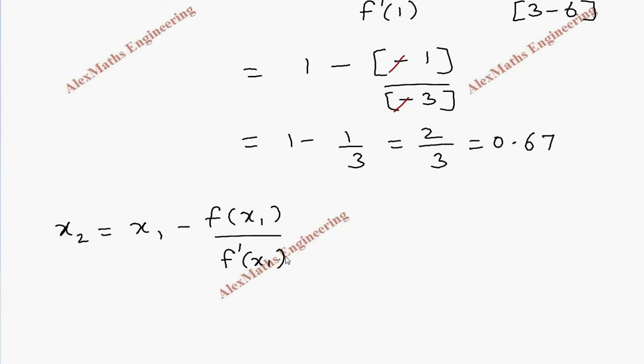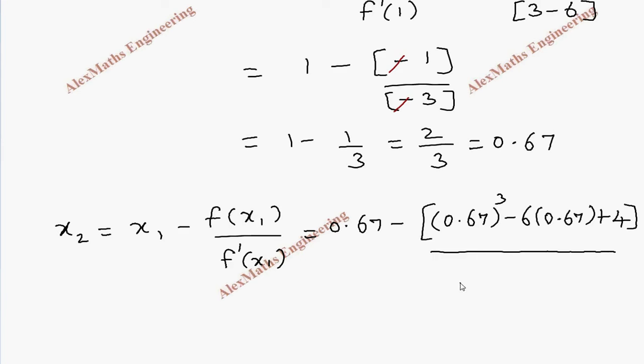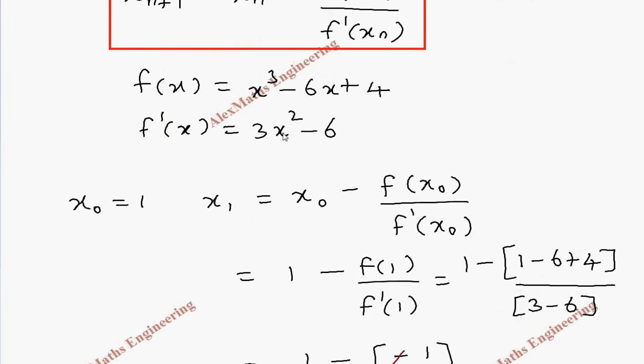Now coming to x2, the formula is x1 minus f of x1 divided by f dash of x1. So it is 0.67 minus 0.67 whole cube minus 6 into 0.67, at the end we have plus 4, whole divided by 3 into 0.67 whole square minus 6. So wherever x is there, we substituted 0.67.